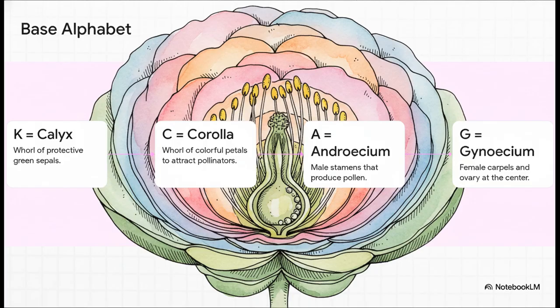Think of a flower like a giant bullseye made of concentric circles or whorls. When we read a formula, we always read structurally from the outside in. Step 1 is K. That stands for the calyx. You know, those protective green sepals at the very base. Step 2 is C for corolla. Those are your showy, colorful petals that bring in the pollinators. Then we get to the reproductive parts. Step 3 is A for androecium, the male stamens that produce pollen. And right smack in the middle is Step 4, G for gynoecium, the female carpels and ovary. Outside to inside, K, C, A, G.